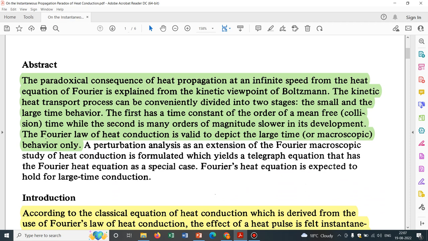Then it is telling that the kinetic heat transport process can be conveniently divided into two stages, the small and the large time behavior. So it is talking about the time scales, I mean, at which time scale we are operating. They are telling that this heat propagation should be looked at on two different time scales, small and large. And what is the small time scale? The first has a time constant of the order of a mean free collision time. So what is a mean free collision?